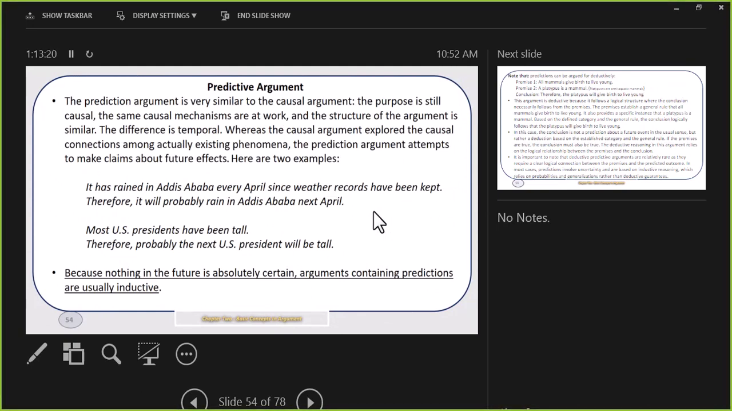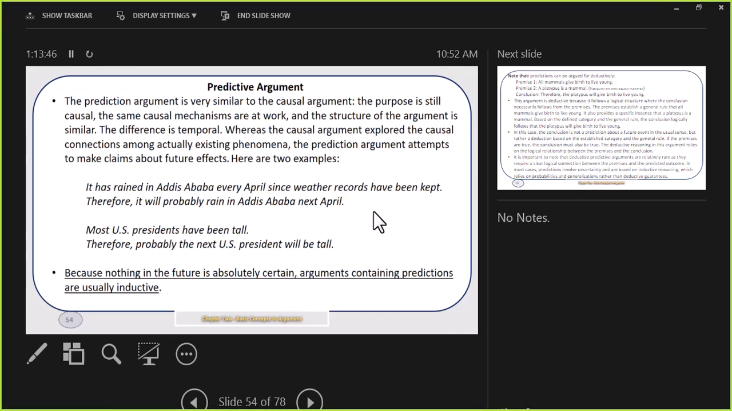Predictive argument is not a deductive argument. It is an inductive argument because the information content of the conclusion is greater than the premise. A predictive argument, as the name implies, tells us something about what will happen in the future based on the available information from the past or from the present, right? Because nothing in the future is absolutely certain. Arguments containing predictions are usually, not always, usually inductive arguments.